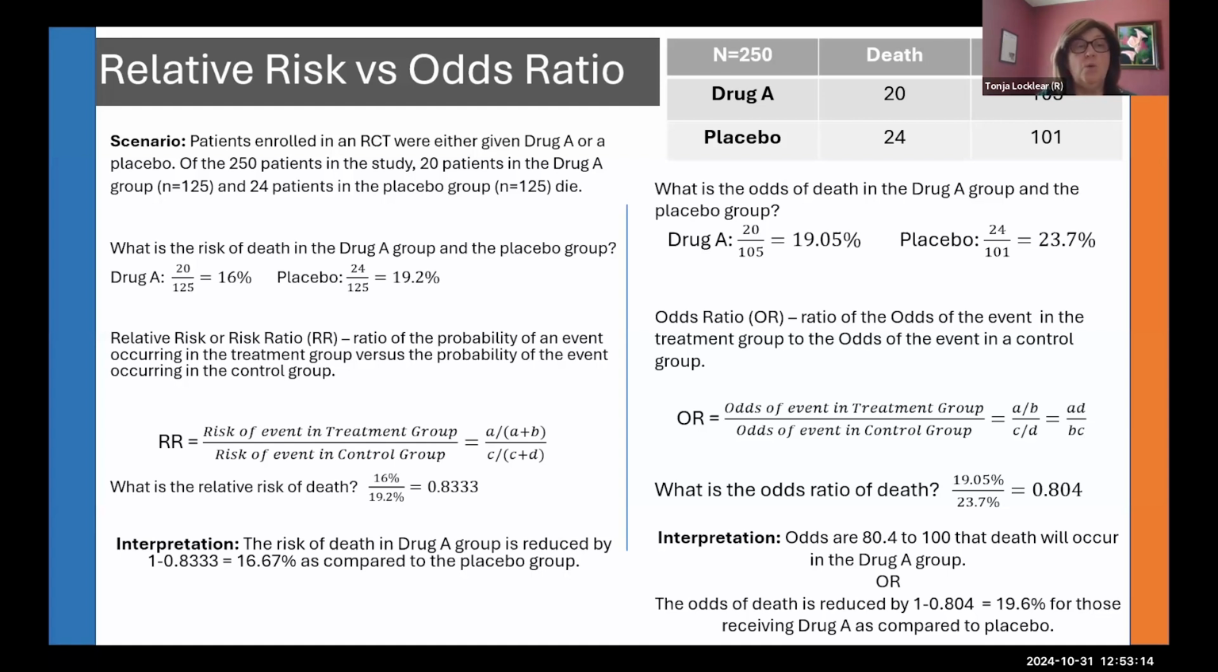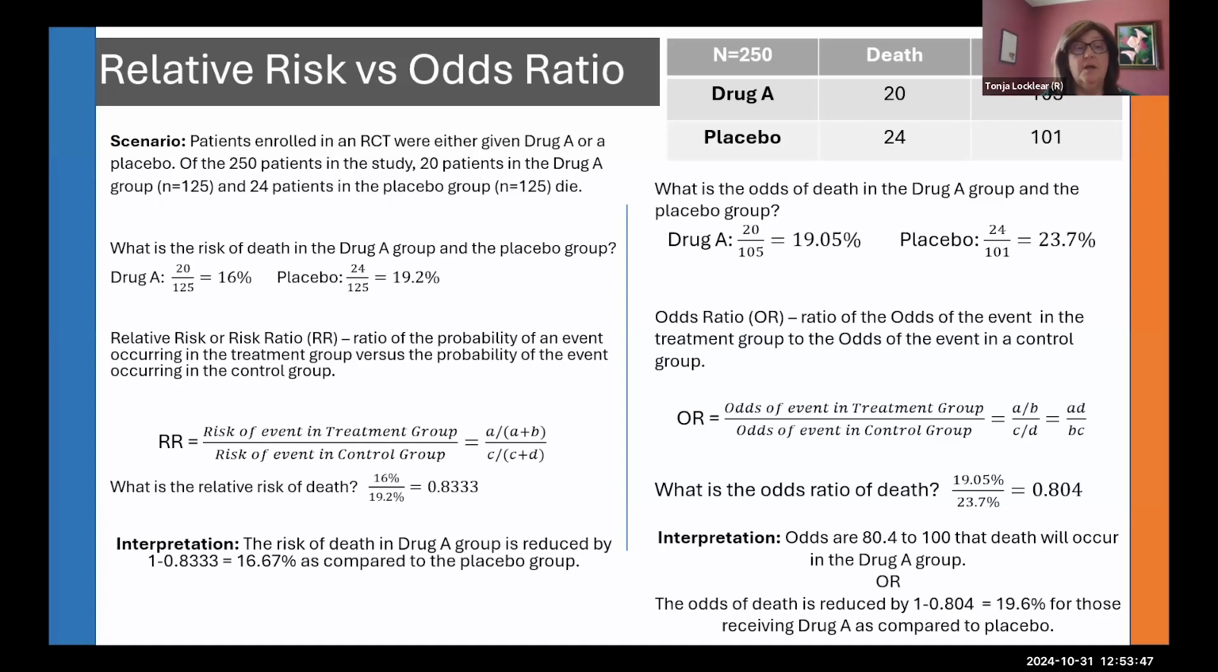So the question is, what was the risk of death in the drug A group and the placebo group? So we're going to do the risk of each one. Well, in the drug A group, we have 20 people that died out of a total of 125. So that gives me a 16% risk of death from the drug A group. In the placebo, we had 24 that died out of 125, which is 19.2%. So this is how you would calculate the risk involved in either one of those groups.